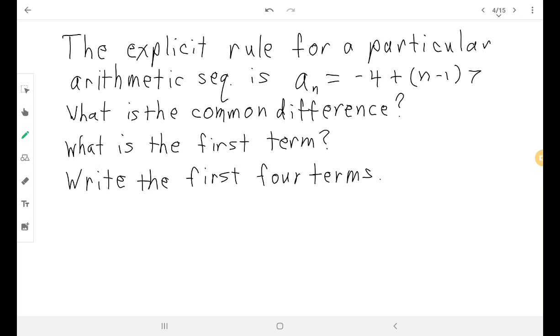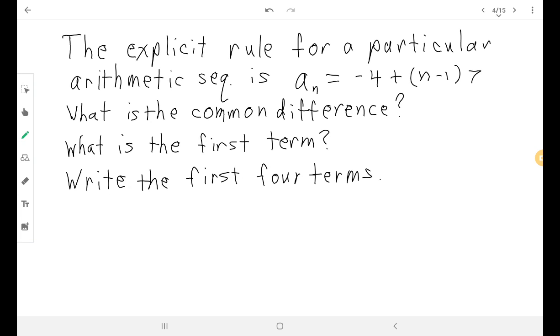All right, this one says the explicit rule. So the explicit rule is the rule where you can just plug in whichever one you want. So I don't have to know the previous term to get the next one in the sequence. And this is really neat about these explicit rules. I can just say, here's the explicit rule. I want the 11th term. I want A sub 11, the 11th term of the arithmetic sequence. And I can just plug in and get it, right?